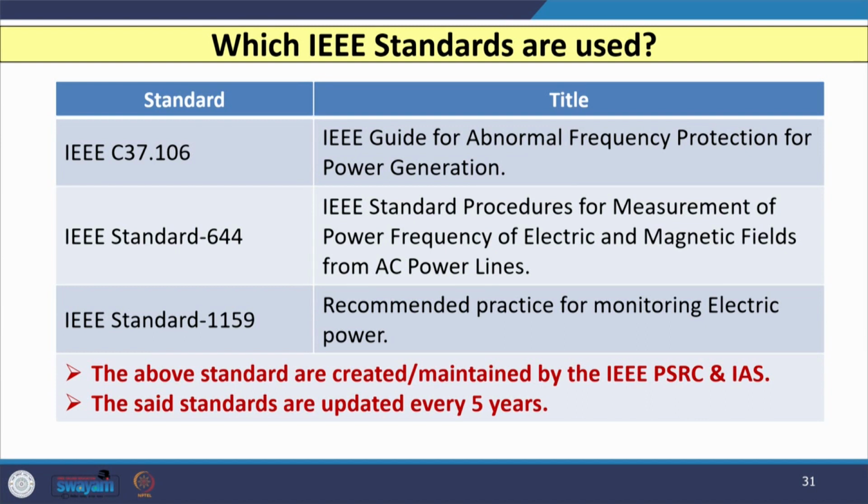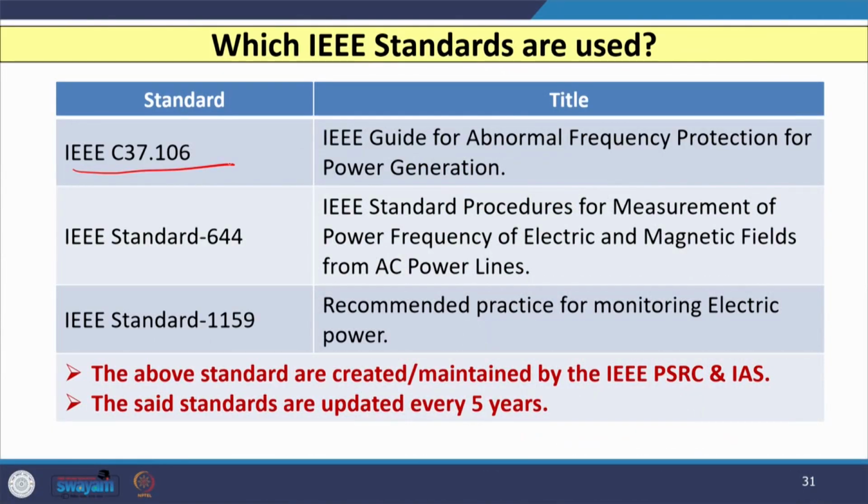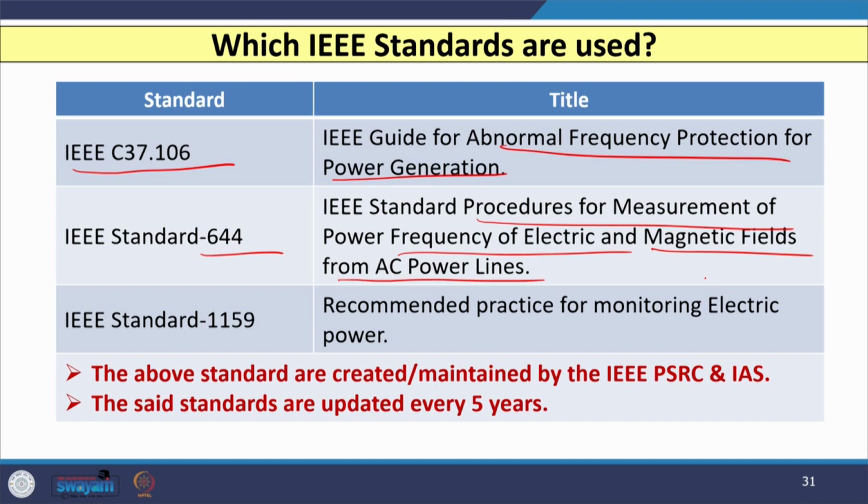Now, for all this we need to follow some IEEE standards. IEEE C37.106 standard is there for abnormal frequency protection for power generation. The other standard is IEEE standard 644, and this is meant for the procedures for measurement of power frequency electric and magnetic fields for AC power lines. And another standard, IEEE 1159, is the recommended practice for monitoring electric power. So, these three standards are mainly used when we are dealing with load shedding and frequency relaying.